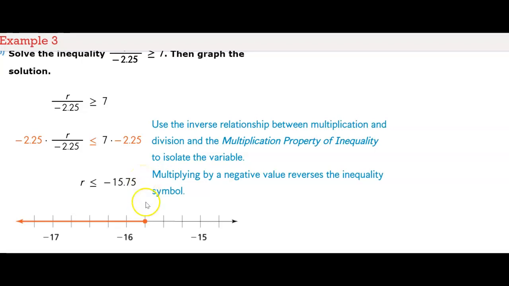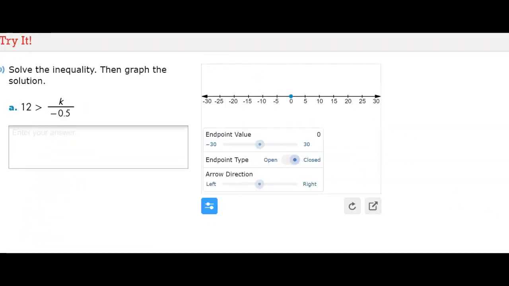And now we have the graph. We have a closed circle because of that equal sign there. And so it's a closed circle on top of -15 and 75/100ths. And then r is less than that number. So we're going to go to the left. Every number that is less than the -15 and 75/100ths.